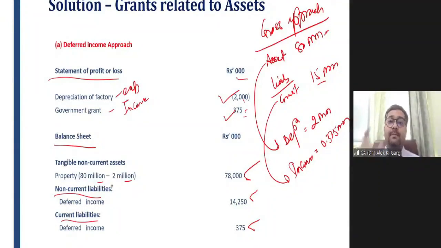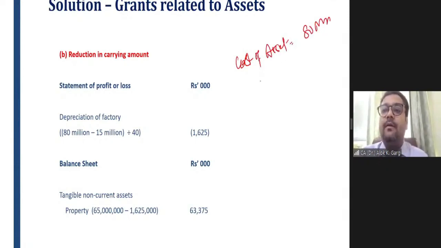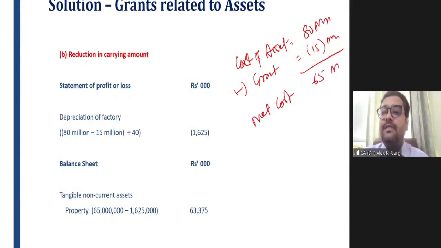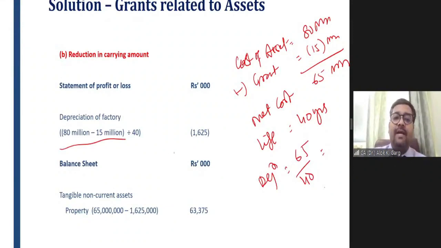Yeah, please remember gross approach, net approach. Going by the net approach, what will be the cost of the asset? The cost of the asset is 80 million. What is the grant received? Grant, 15 million. What is the net cost in the hands of the company? 65 million. What is the life? 40 years. So what is the depreciation? 65 divided by 40 is coming out at 1.625 million.